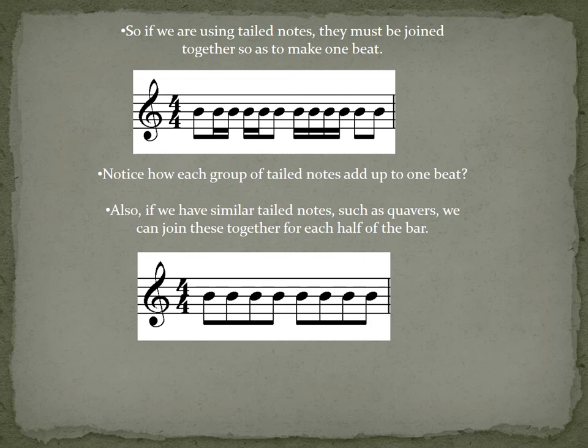And also, if you have similar tailed notes, such as quavers, you can join these together so they add up to the whole of each half of the bar. You'll notice in the second example, we've got 4 quavers, then the imaginary half bar mark, and then the second 4 quavers, which each add up to the 2 crotchets that balance out each side of the half of the bar.